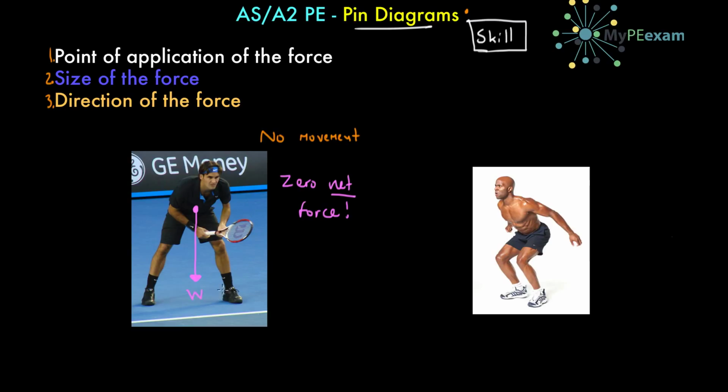This is Roger Federer's weight force. W equals weight force, not his mass. We have to multiply mass by the effect of gravity to get the weight force. So if I was to leave the illustration like that, what would we expect Roger to do here? Well, it would effectively mean that he was going to sink into the ground.